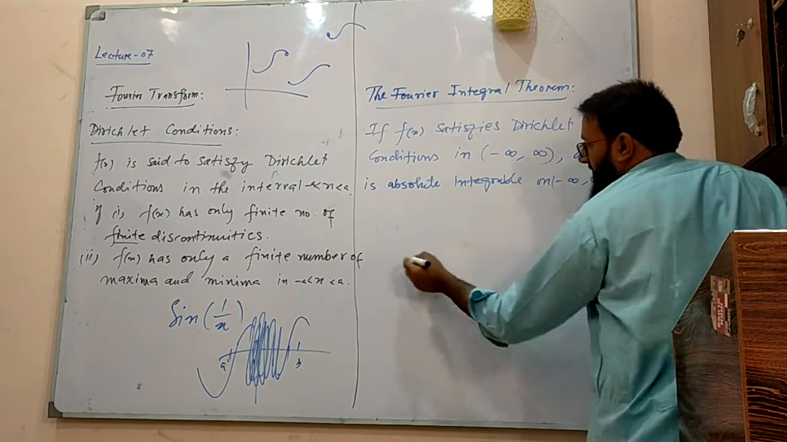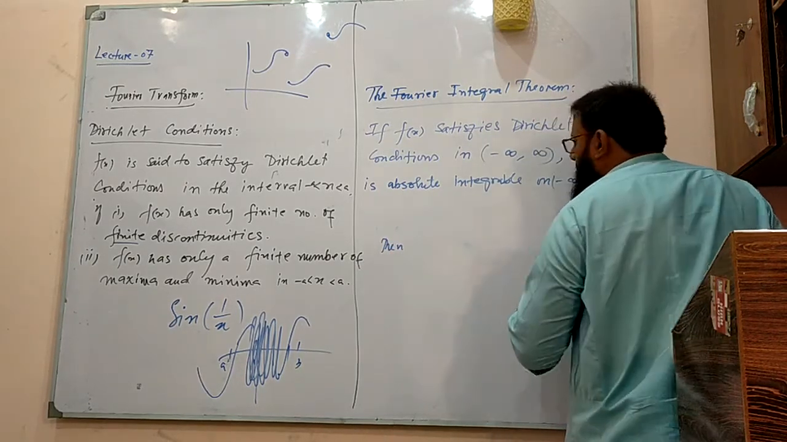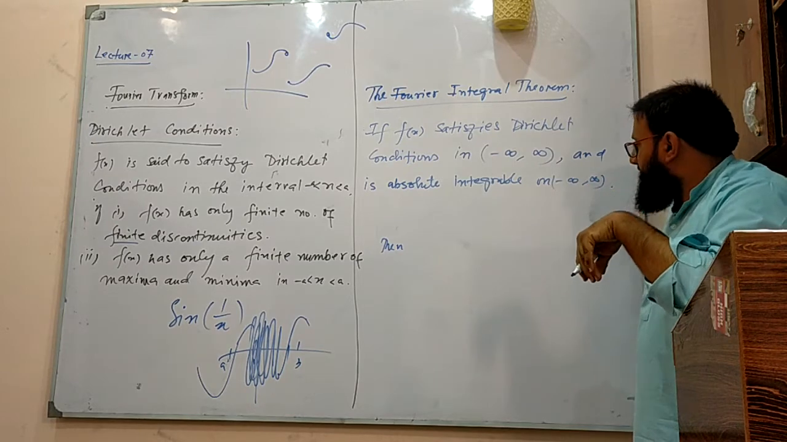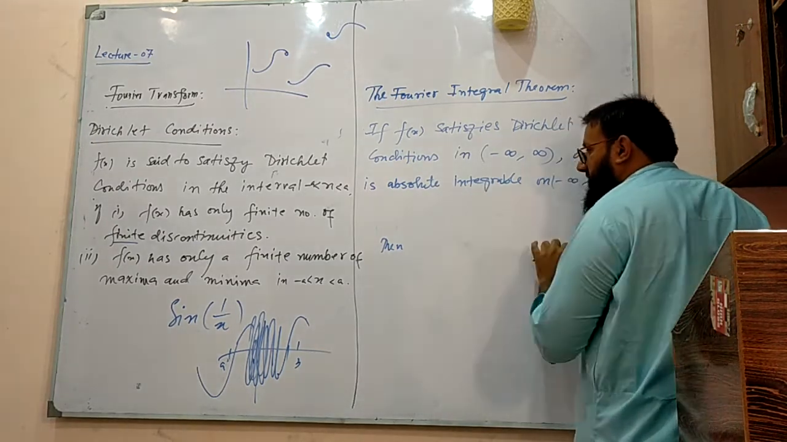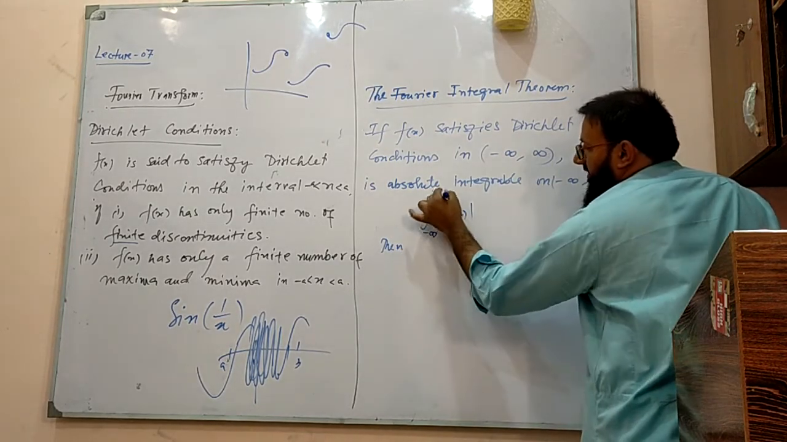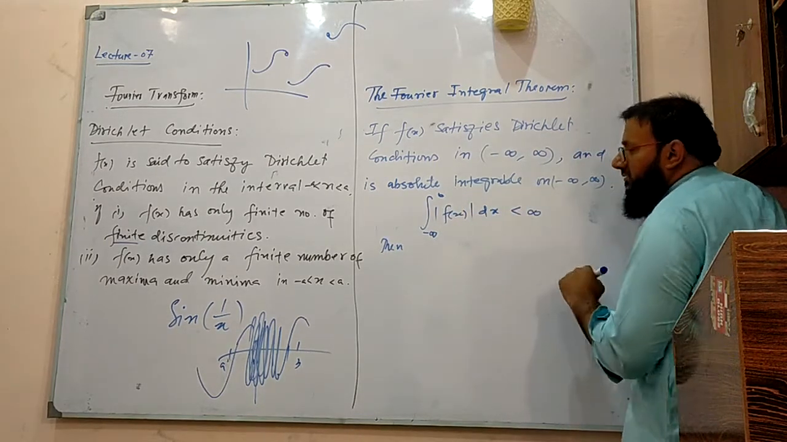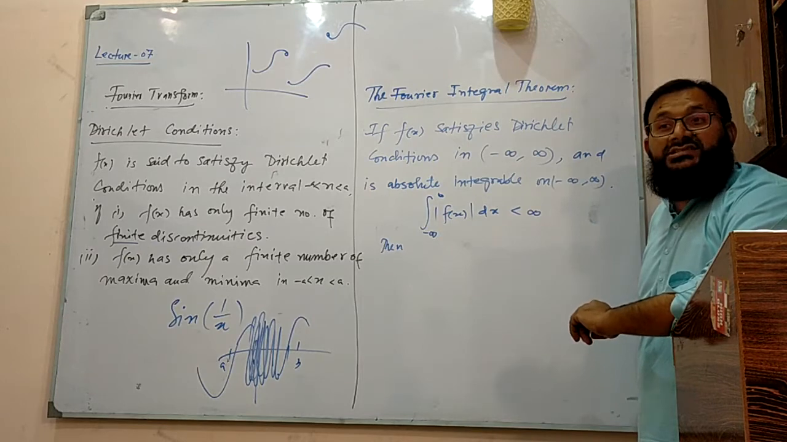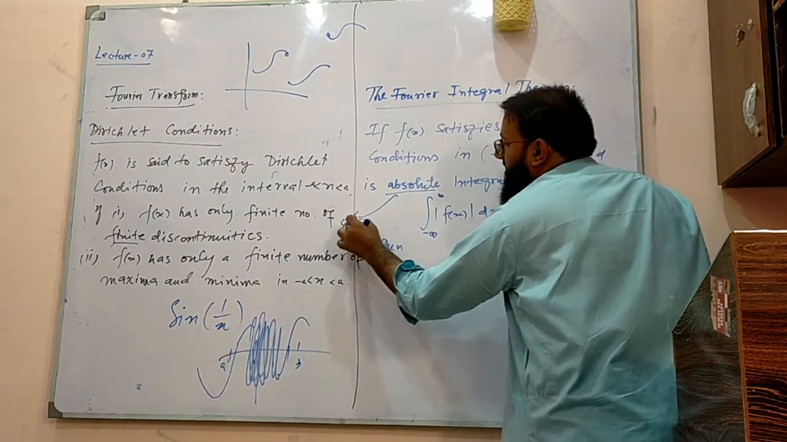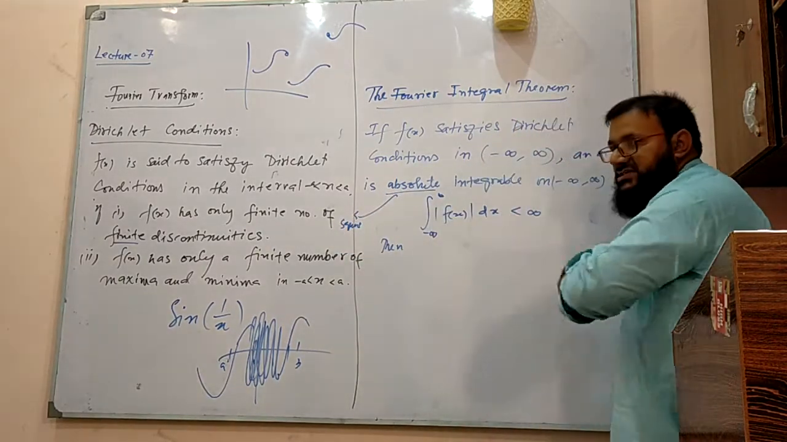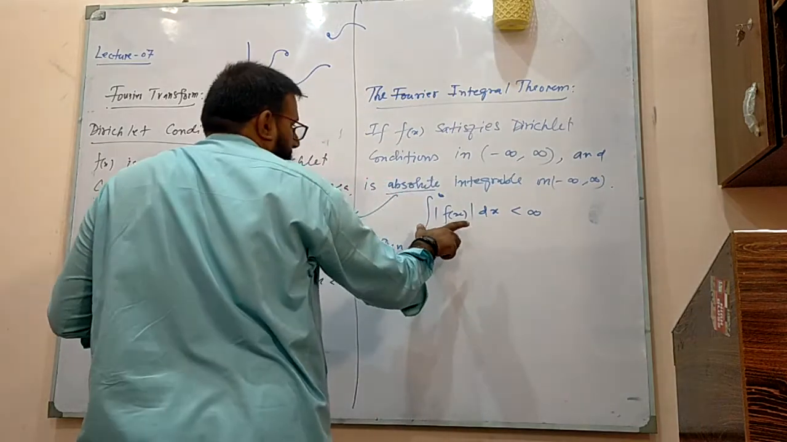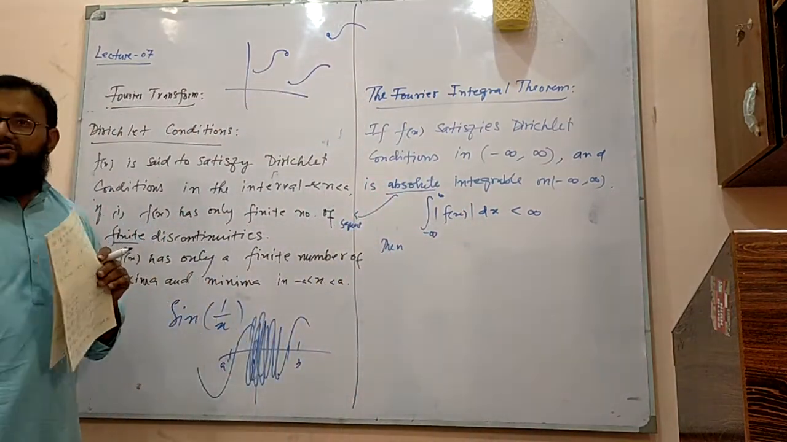Then what happens? What do you mean by absolutely integrable on this? You take your function, you take its absolute value, you integrate from minus infinity to infinity, and this should be bounded. We call this function absolutely integrable on this interval. Sometimes the word is square integrable: then you square your function and integrate, and it should be bounded. Absolutely integrable means you take the absolute value and you integrate, the result should converge or be bounded.